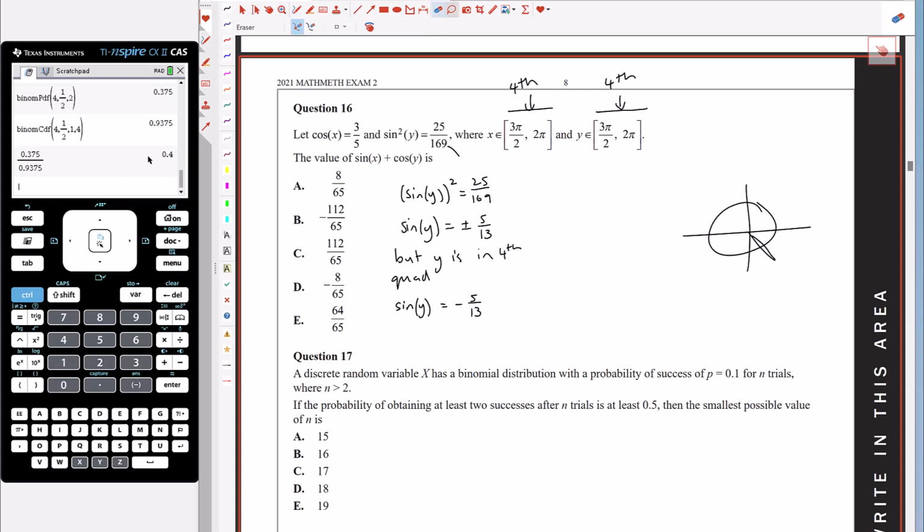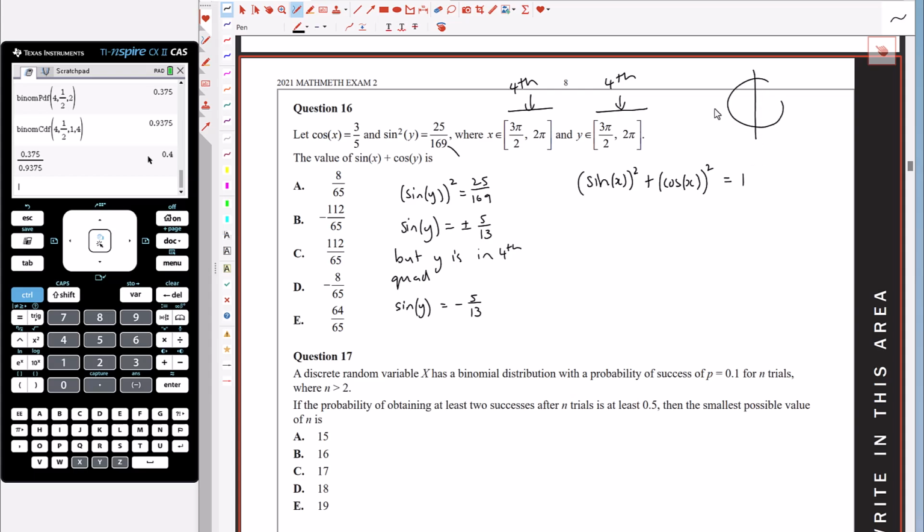Okay, so now let's think about what we want here, because we actually need to reverse. So cos of x is 3/5, but we need to know what sine of x is. We can use the Pythagorean identity here. The Pythagorean identity says that sine of x squared plus cos of x squared is equal to 1, and that simply comes from the unit circle definitions of sine and cos.